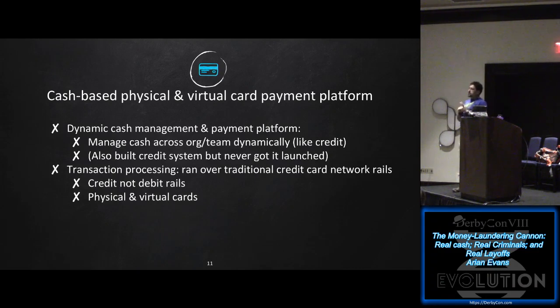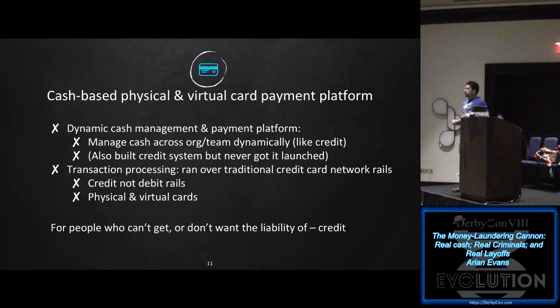So the transaction processing used the credit rails, if you're familiar with the credit network. This wasn't a debit play. So we had physical and virtual cards running over the rails, and it all essentially would look like a credit SKU transaction. Who was the target market?